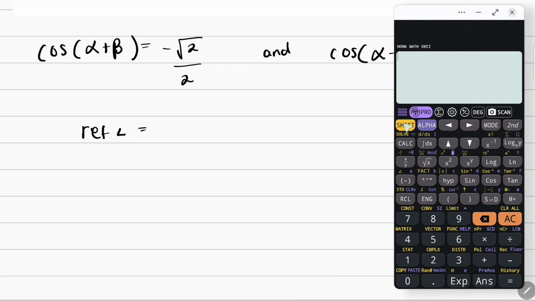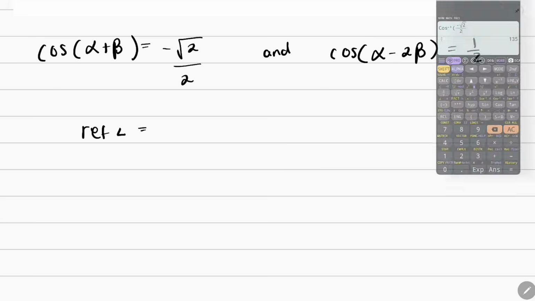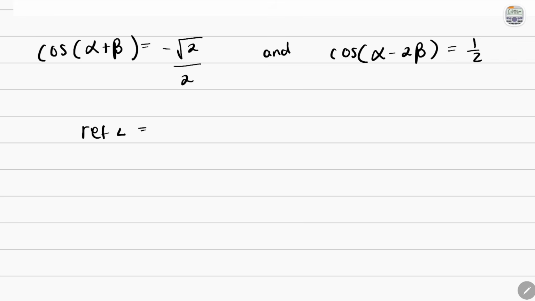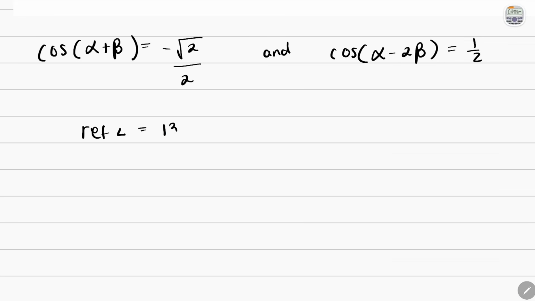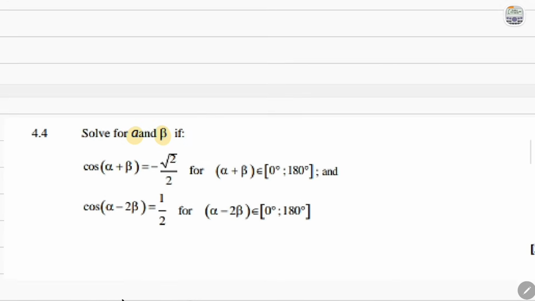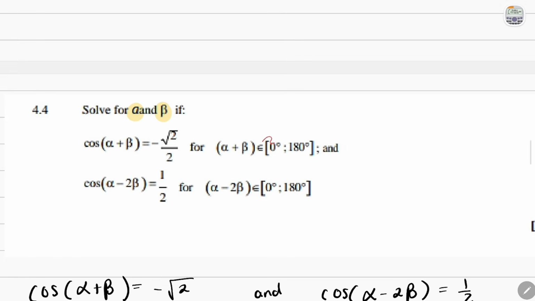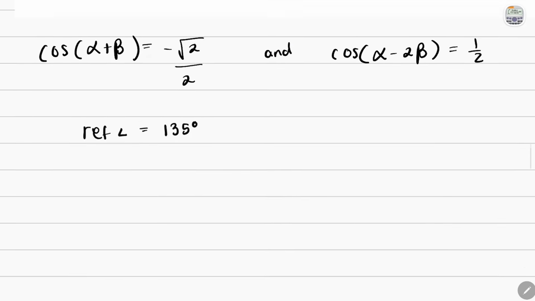So just say shift cos of -√2/2, and we get 135 degrees. So I'm not going to consider the table. I'm taking it as negative, so it is 135 degrees. The reference angle they are referring to is currently 135 degrees, and you can see it is an angle that is greater than 0 degrees but less than 180 degrees.